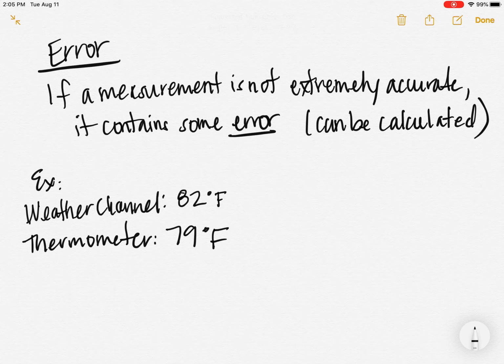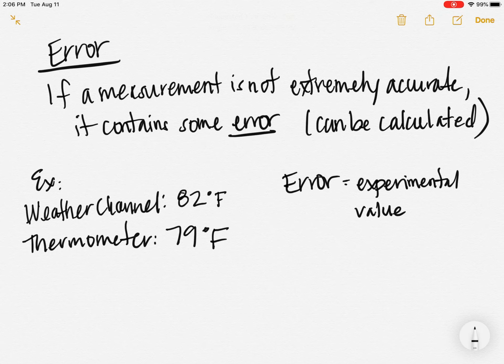Well, just a couple degrees off, so it seems like it. But is it 100% accurate? Well, no, because it doesn't register exactly what the Weather Channel says. So in this case, because the two temperatures are different, we can calculate something called error. It's a very simple formula. And that formula says error is equal to your experimental value.